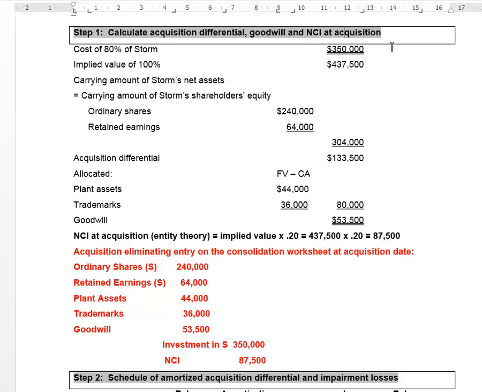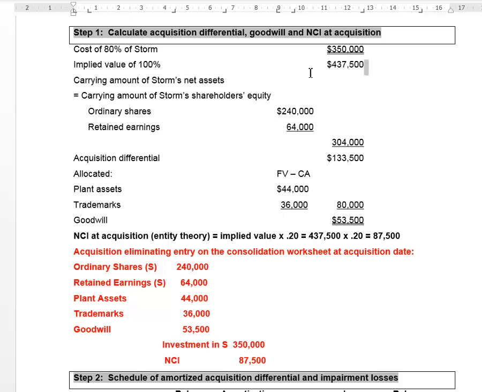So if we look at the data in our question, we know that Palm paid $350,000 to buy 80% of the outstanding voting or ordinary shares, also known as common shares of Storm. The implied value of 100%, if they had bought 100% of the outstanding voting shares, would be $437.5. But we have to remember, that is the fair value of what they control. So even though they only own 80% of the outstanding voting shares, they still control 100% of the fair value of the company, which is $437.5.